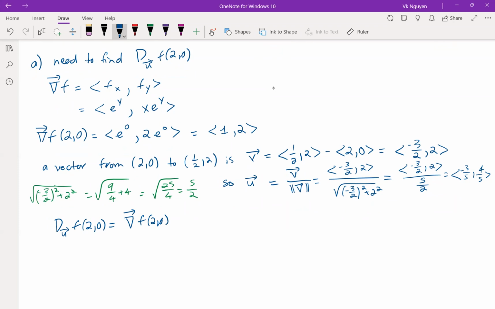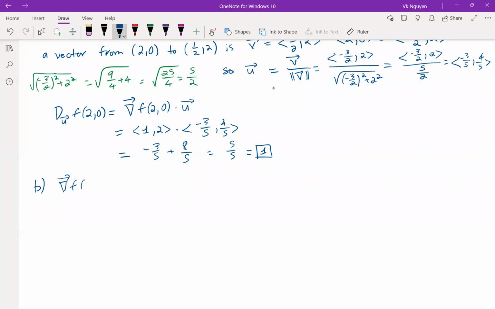The gradient vector dot the unit vector. The gradient vector (1, 2) dot the unit vector (-3/5, 4/5). So it's -3/5 plus 8/5. Oh, how nice. It turned out to be a nice number: 5/5, just 1. At (2, 0), the gradient is (1, 2), and that is the direction in which f has maximum rate of change.